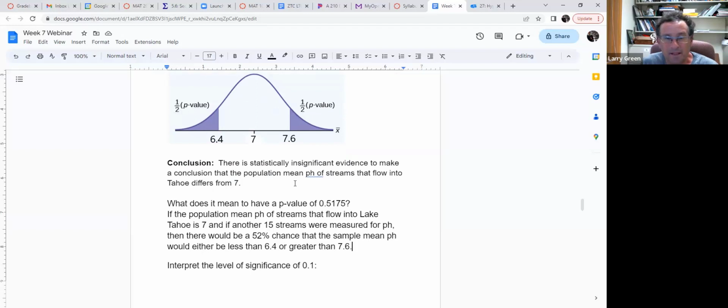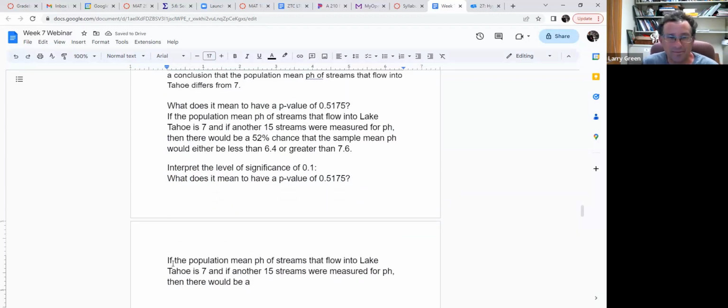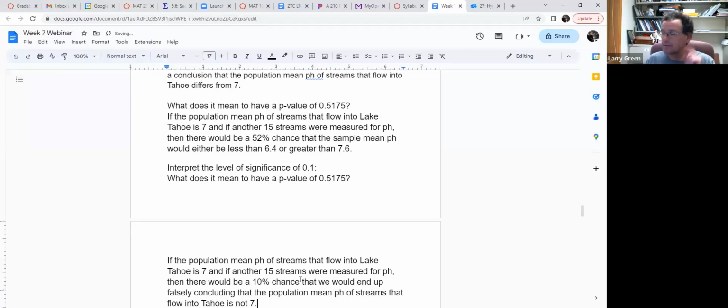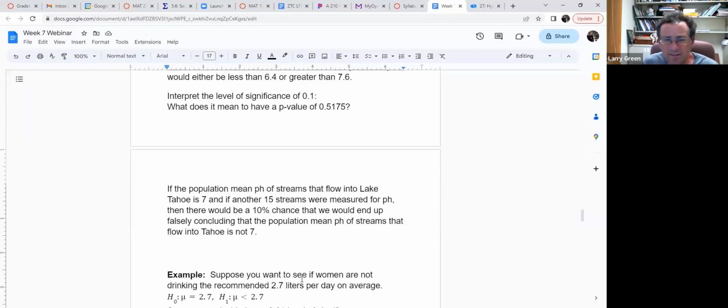Let me move on. If we want to interpret the level of significance of 0.1, remember, we copy everything up to the A. So if the population mean pH of streams that flow into Lake Tahoe is 7, and if another 15 streams were measured for pH, there would be A, now it's a 10% chance that we would end up falsely concluding that the population mean pH of streams that flow into Tahoe is not 7. Any questions on this idea?